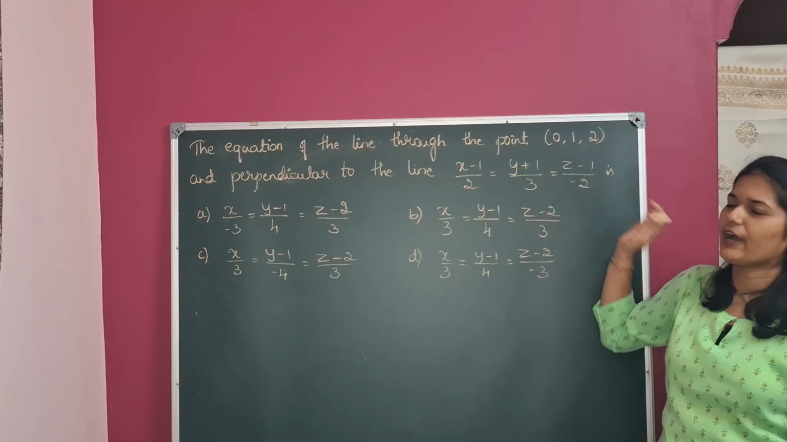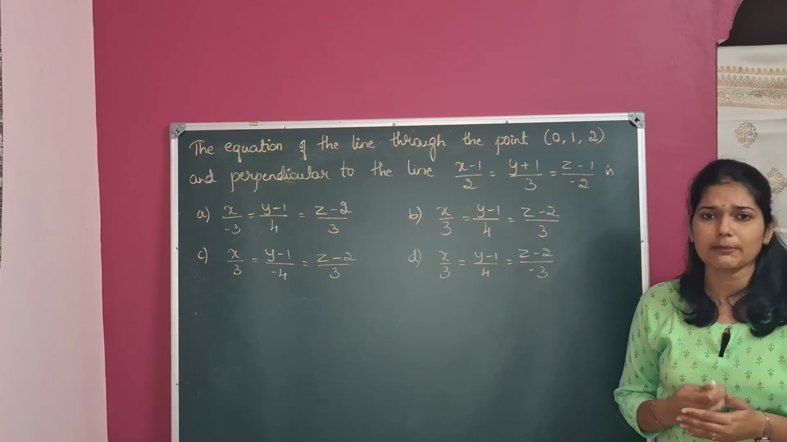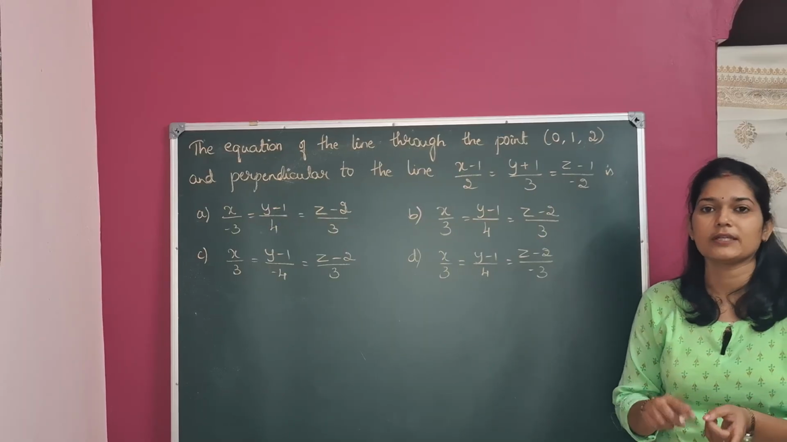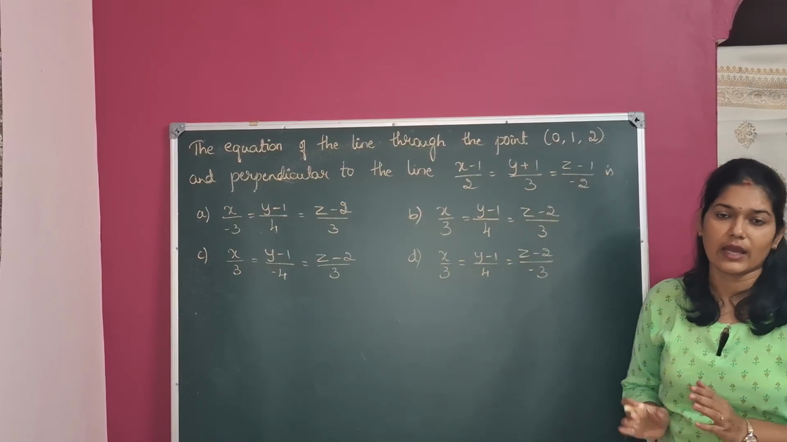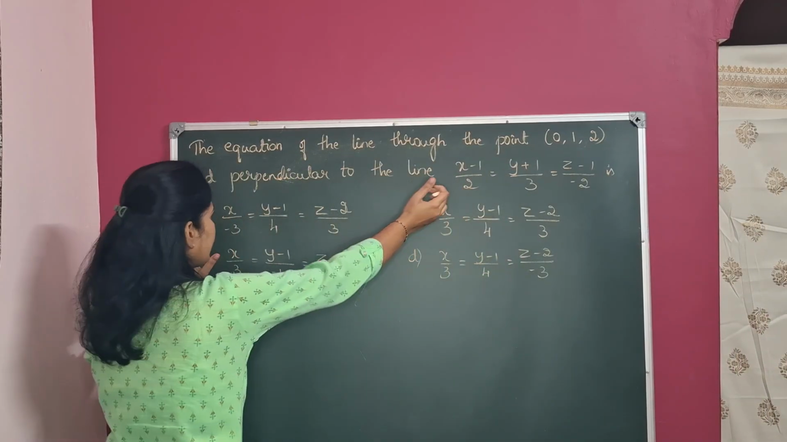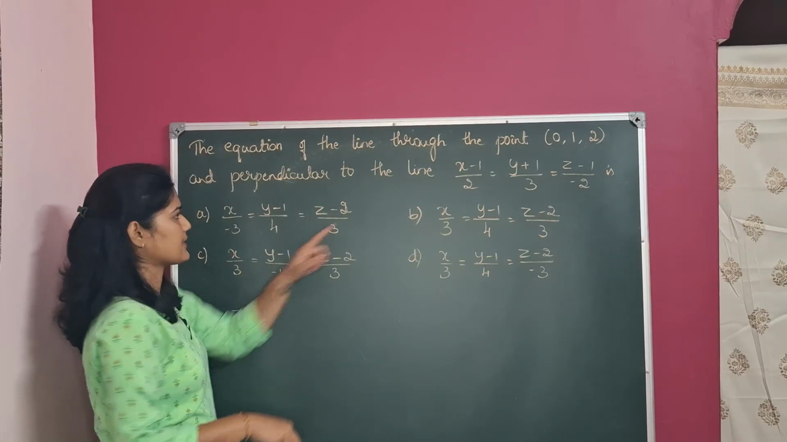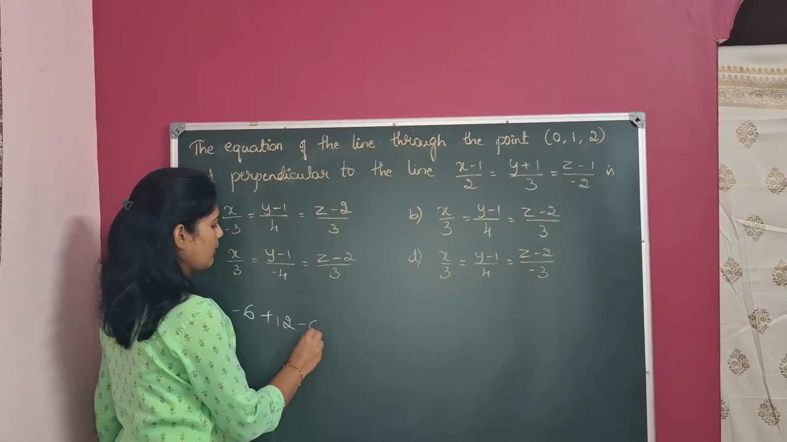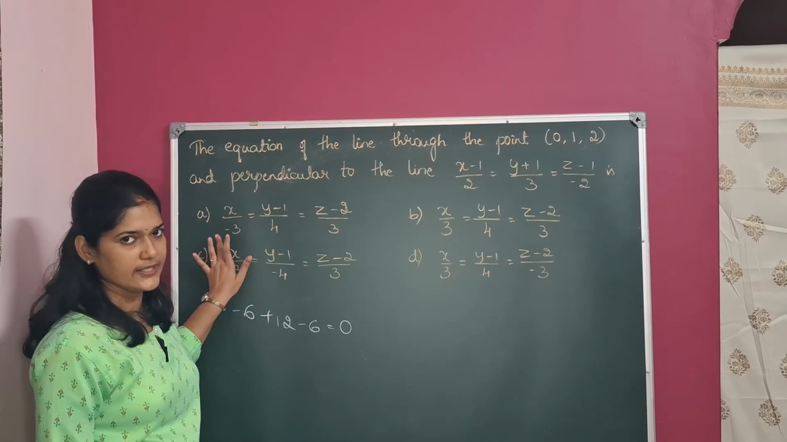Here also we have to just observe the denominators, and if the lines are perpendicular, then we know that a1 a2 plus b1 b2 plus c1 c2 equal to 0. That means we have to compare the denominators. Then if we multiply these terms, 2 into minus 3, that is minus 6, plus 3 into 4, 12, plus 3 into minus 2, minus 6, which is equal to 0. Therefore, option A is the answer.